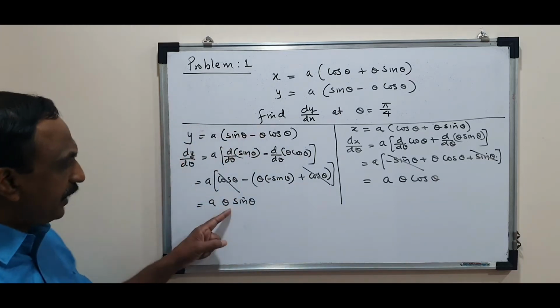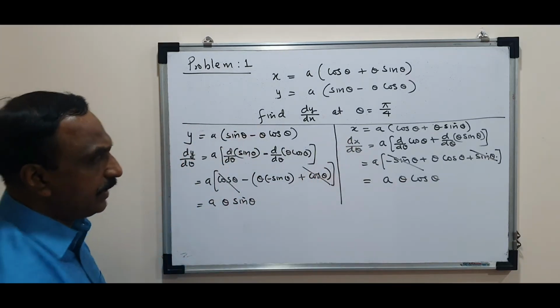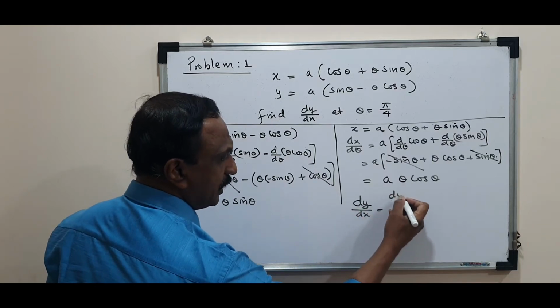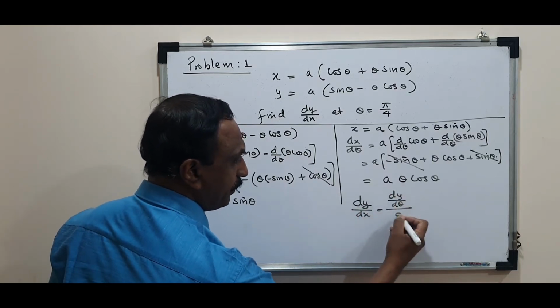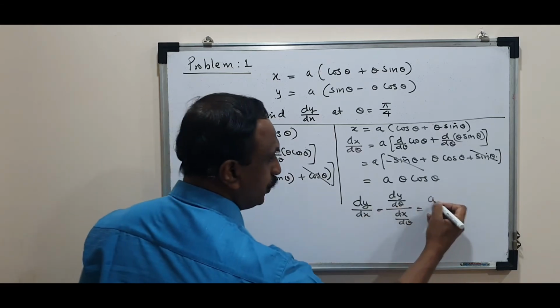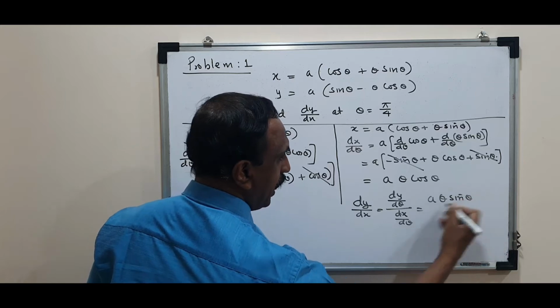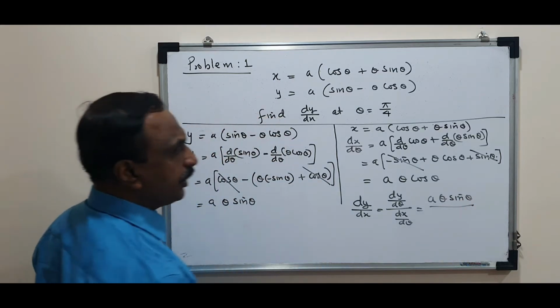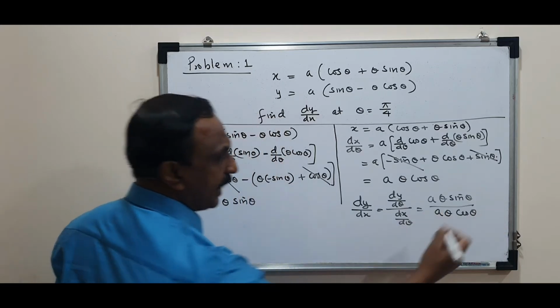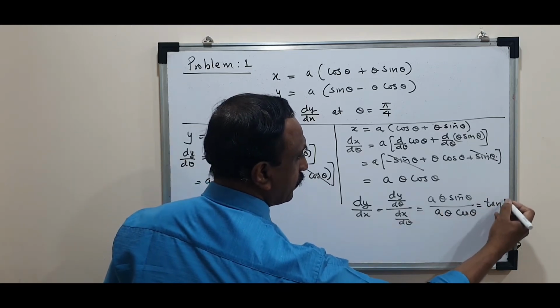So I got dy by d theta, I got dx by d theta. Now I can calculate dy by dx. What is dy by dx? dy by d theta divided by dx by d theta. So dy by d theta is a into theta sin theta, and dx by d theta is a into theta cos theta. So a and theta will get cancelled. You will end up with tan theta.